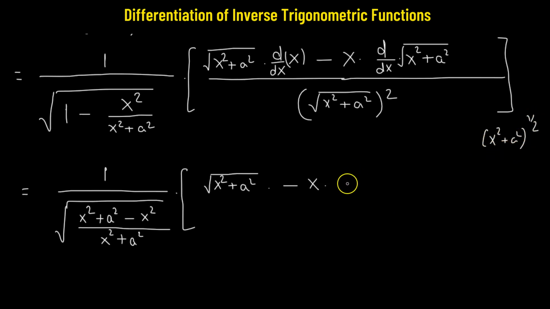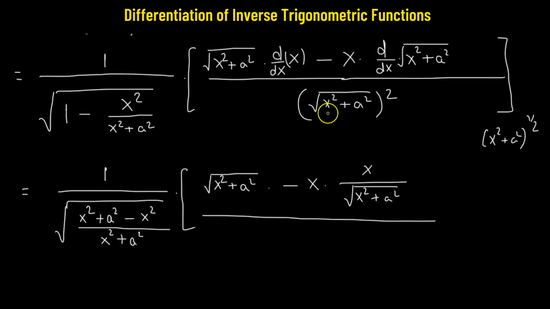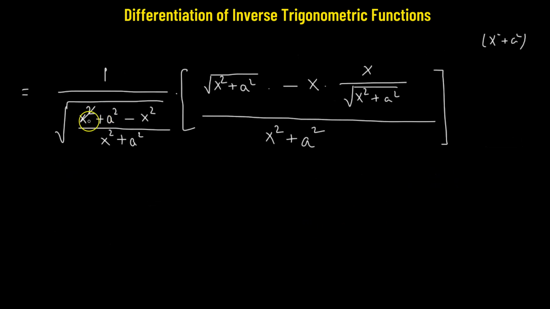So its result is going to be x divided by square root of x squared plus a squared. The whole thing is divided by square root of x squared plus a squared, whole squared. So that's simply x squared plus a squared. So we have this x squared and x squared terms cancelling with each other. So this will be square root of x squared plus a squared, the whole thing divided by square root of a squared. So we will get only a here in the denominator.